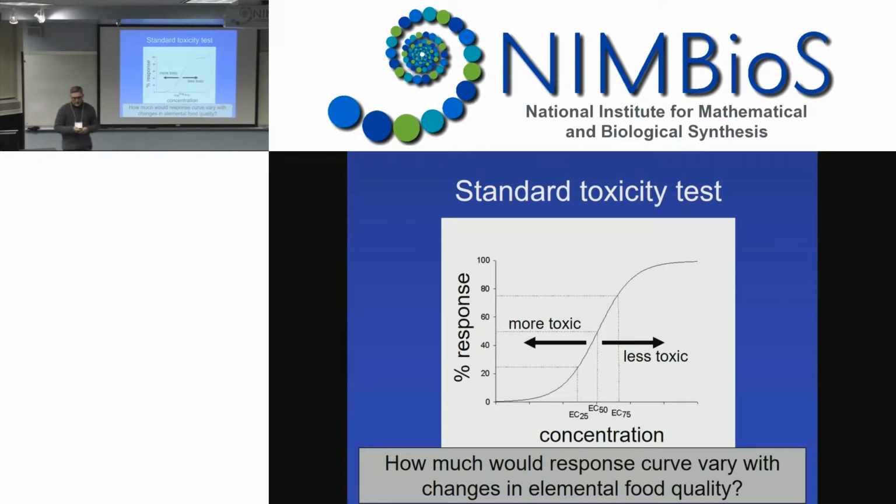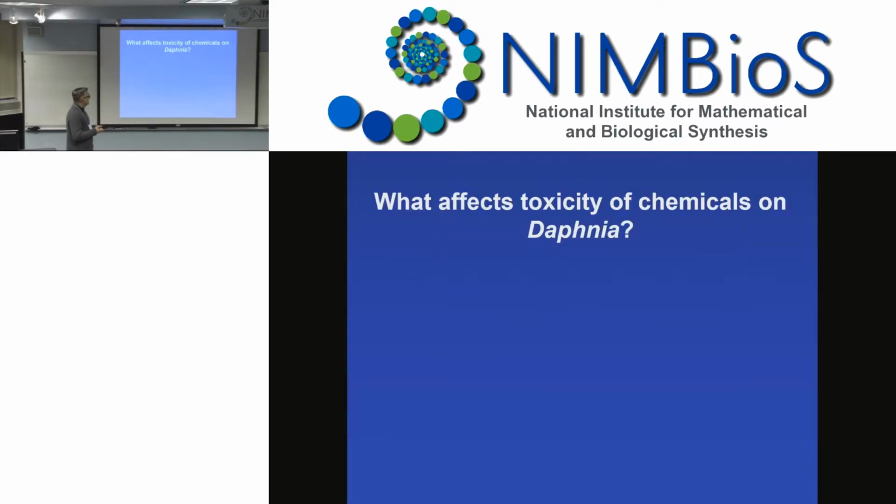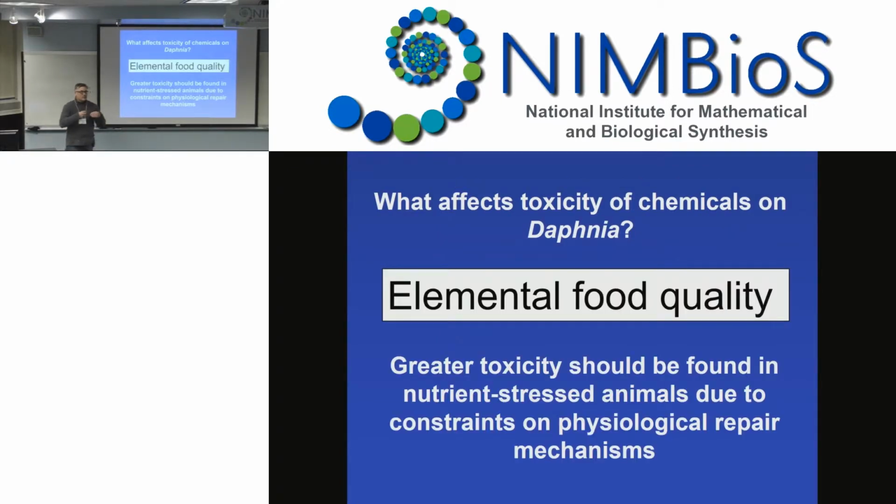So we've thought about this sort of in a theoretical sense. So I'm going to sort of tell you the Daphnia story. What affects the toxicity of Daphnia? This is our hypothesis, elemental food quality. And we kind of have this starting point prediction, which is greater toxicity should be found in nutrient-stressed animals because of constraints on the physiological repair mechanisms.